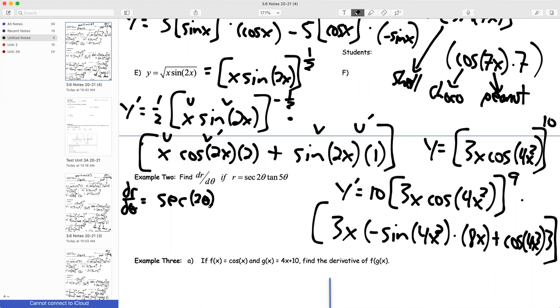It's secant squared 5 theta. I know that's right. I am pretty sure that my house is yet again safe. The derivative of tangent of 5 theta is going to be secant squared of 5 theta times the derivative of 5 theta, which is 5.